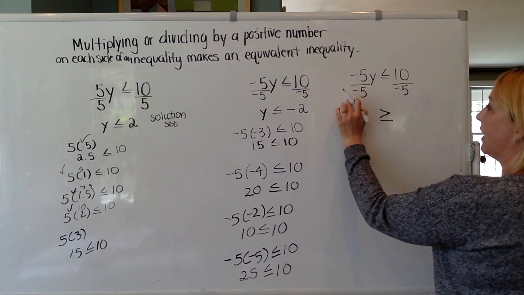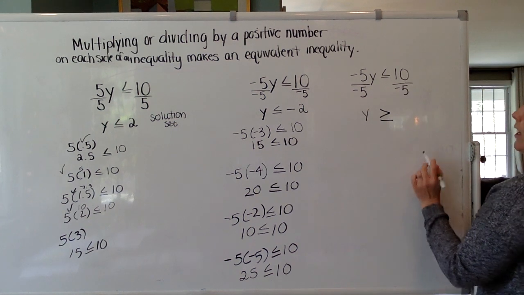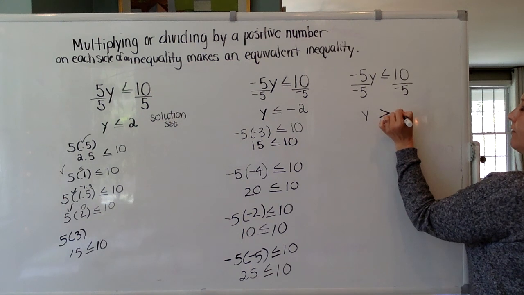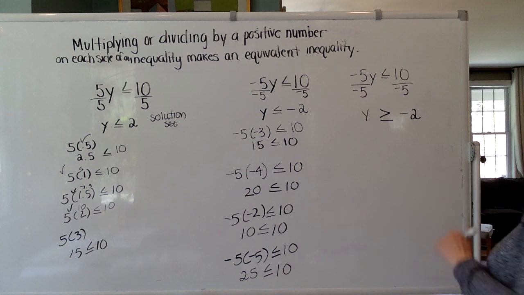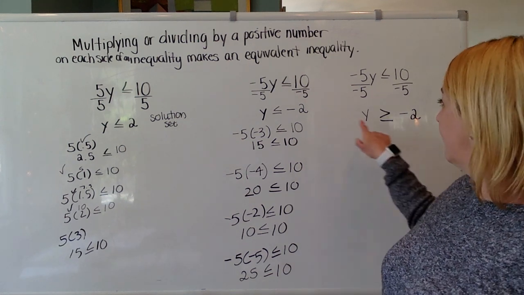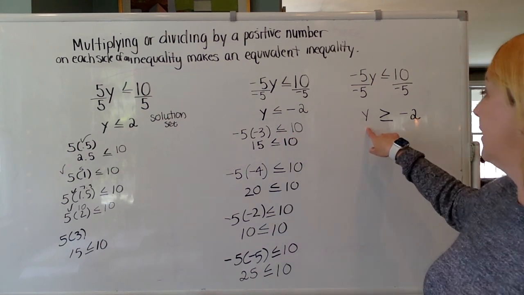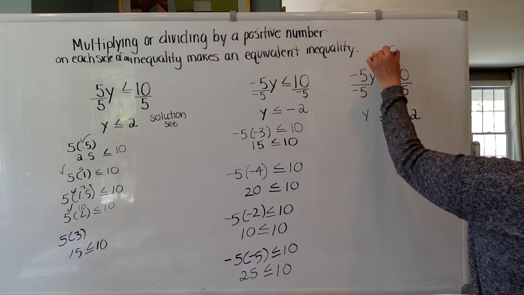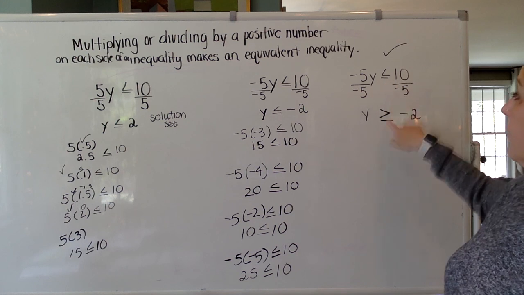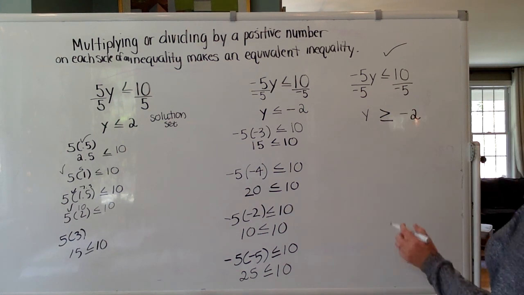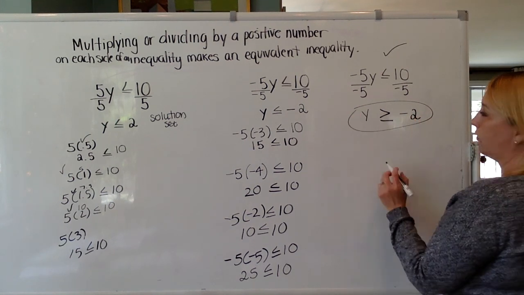So negative 5y divided by negative 5 becomes 1y, and 10 divided by negative 5 is negative 2. So y could be greater than or equal to negative 2. So it's the opposite. This said y is less than or equal to negative 2. And this is the correct way to do it, because when you are dividing or multiplying by a negative, you flip the direction of the inequality. So now, this is my solution set, and it is a correct solution set.